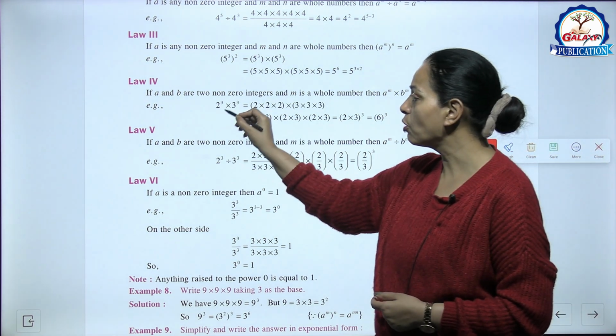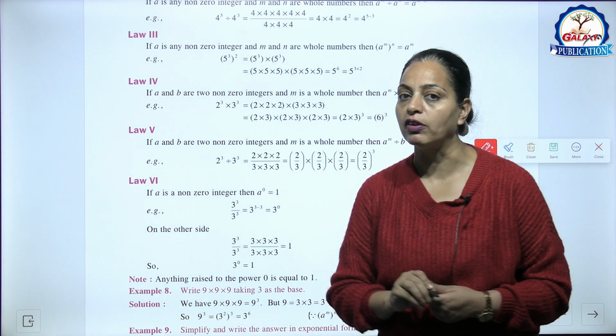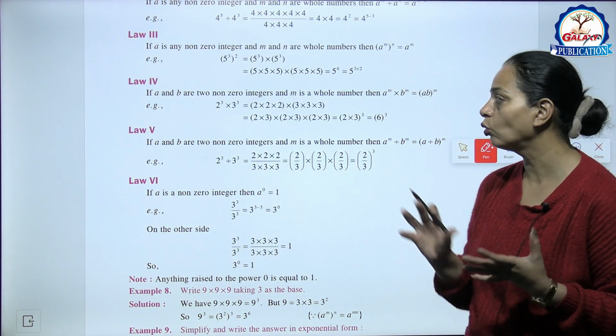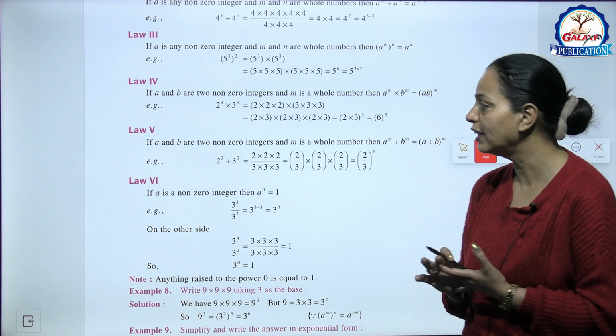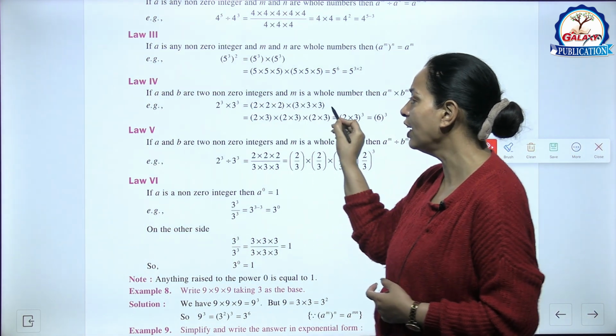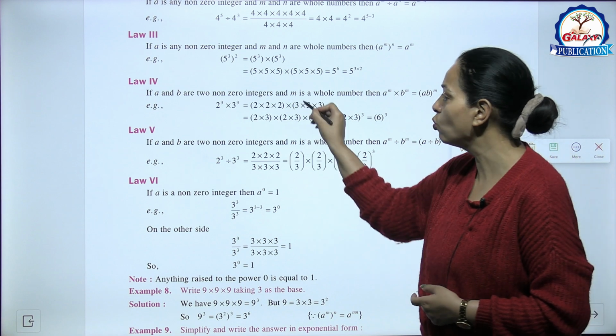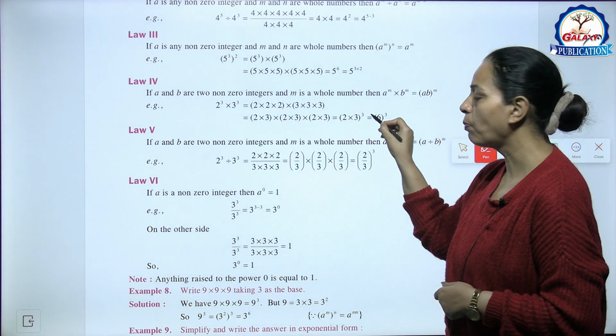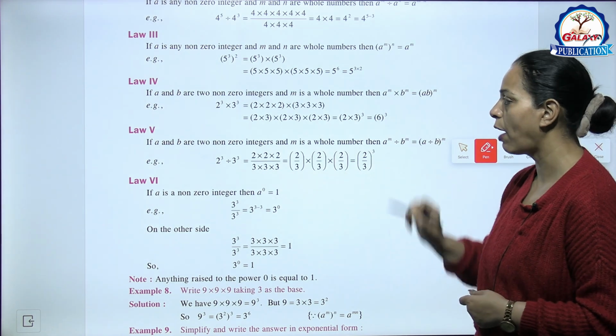यानी 2 raised to the power 3 into 3 raised to the power 3, अगर पावर सेम हो और बेस में मल्टीप्लाई साइन हो तो हम क्या करेंगे, बेस को कंबाइन कर देंगे. सो हाउ वी कैन राइट इट, वी कैन राइट 2 3 टाइम्स एंड 3 3 टाइम्स. सो दिस बिकम्स 2 into 3, 2 into 3, 2 into 3. So 2 into 3 whole power 3 means 6 raised to the power 3.